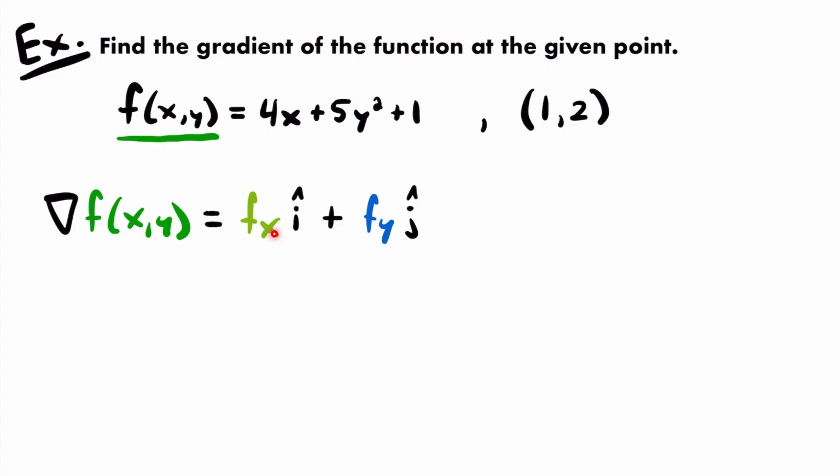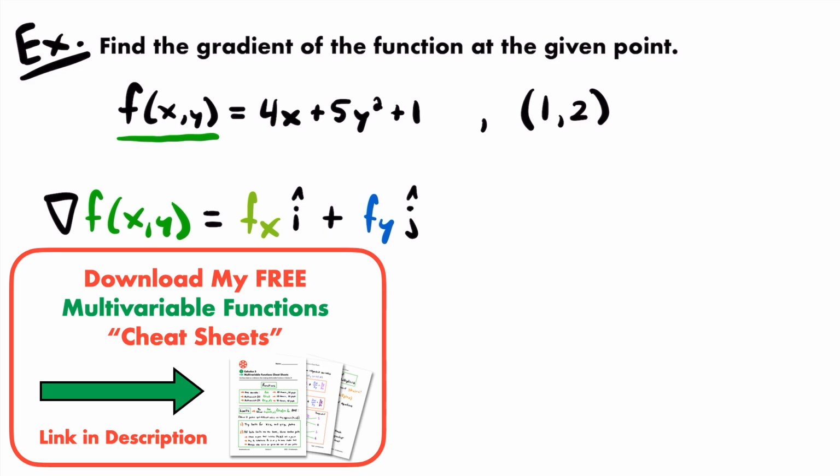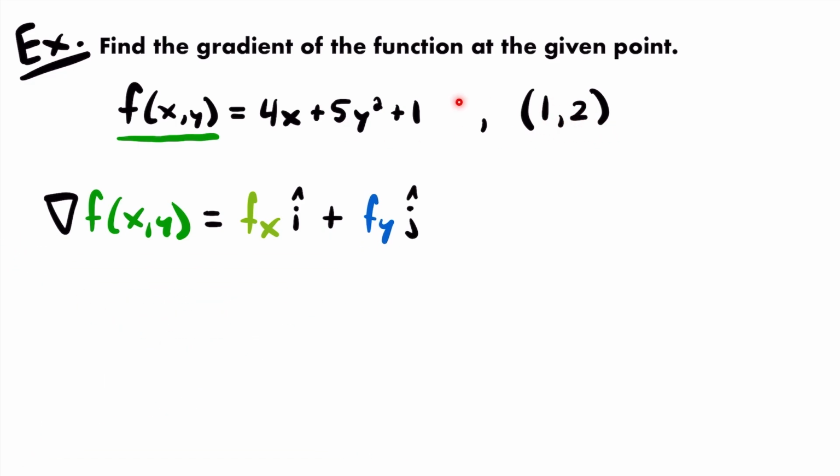Okay, so let's start by finding the general gradient vector for this multivariable function, and then once we have that, we will evaluate it at this point to find the specific gradient vector at that point on the function. And so let's start by calculating f_x, the partial derivative with respect to x. So looking at this function here, the derivative of 4x is 4, and then these other two terms are constants with respect to x, so their derivatives are 0. So far, we have 4 times i.